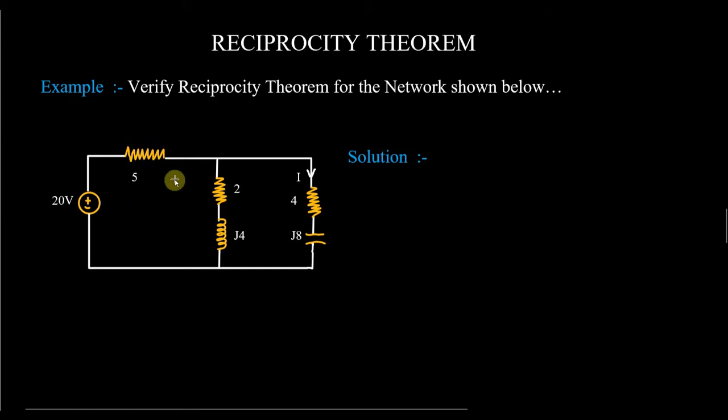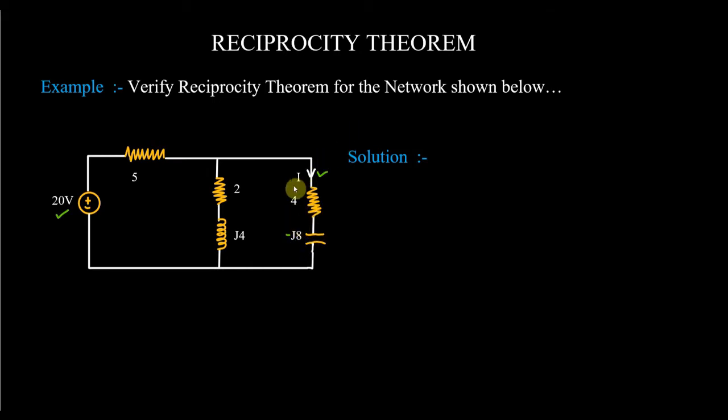So how do you verify this? You can see that here the voltage source is given, which is 20 volt. This is the one single independent energy source, or voltage source, and this current I is given. The current I is flowing through this 4 and J8. So this will be minus J8, that is the value of the capacitor.